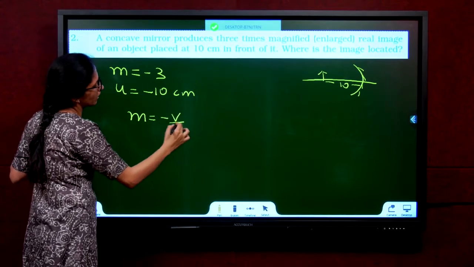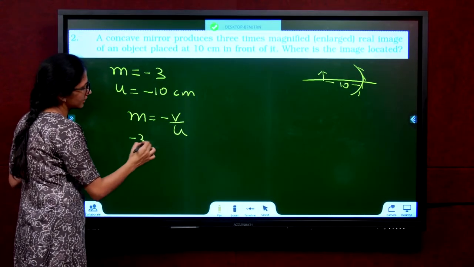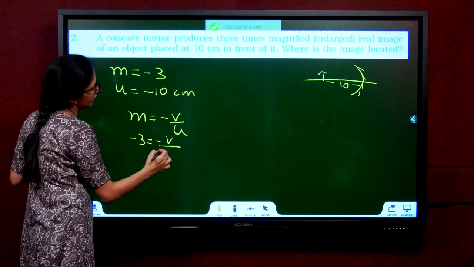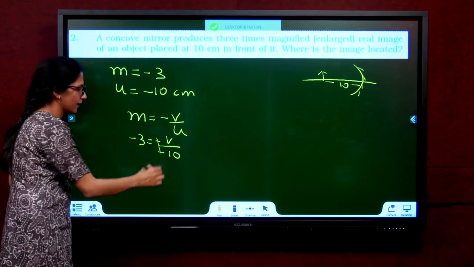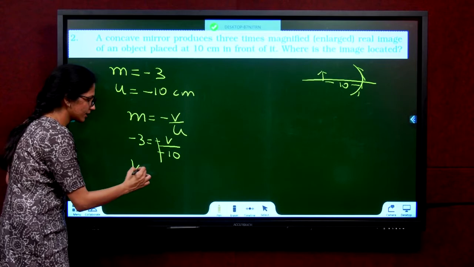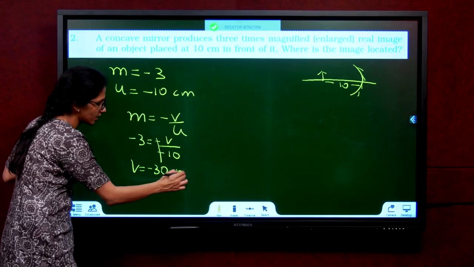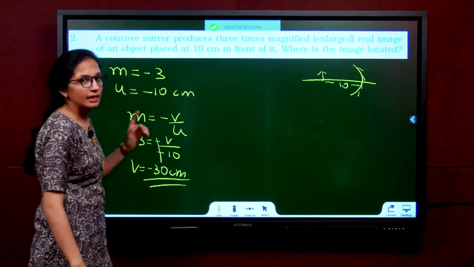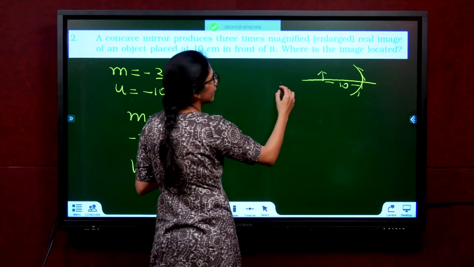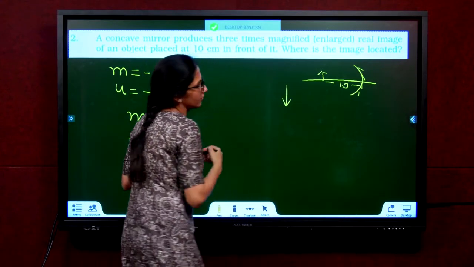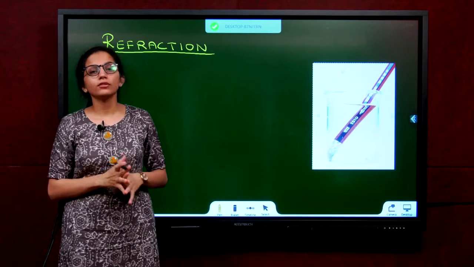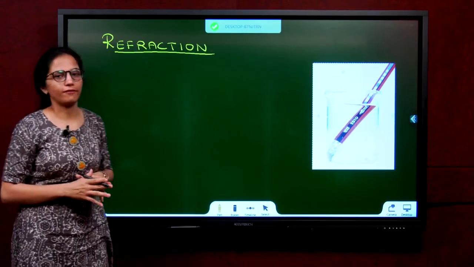M equals minus V by U. M is minus 3, minus V divided by minus 10. Minus minus cancel, send the 10 up. V is equal to minus 30 centimeters. Image is located 30 centimeters in front of the mirror. That's all. Moving to the next topic, refraction.